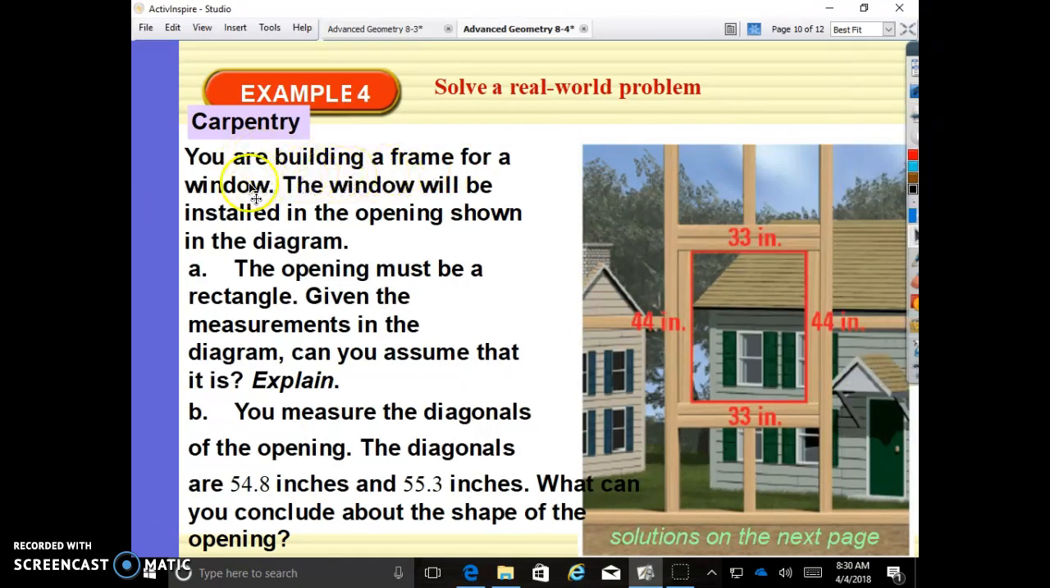You are building a frame for a window. The window will be installed in the opening shown in the diagram. The opening must be a rectangle. Given the measurements in the diagram, can you assume that it is? Explain. Opposite sides are equal. Because opposite sides are equal, is it a rectangle?